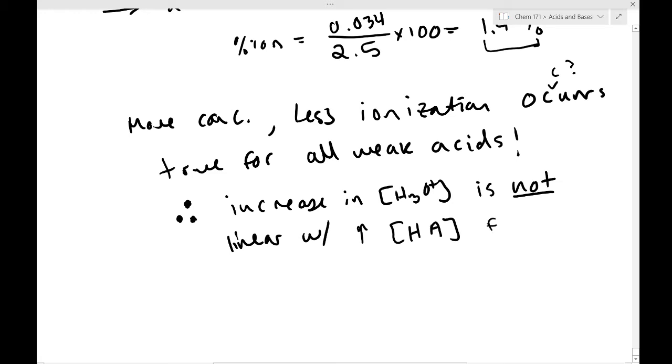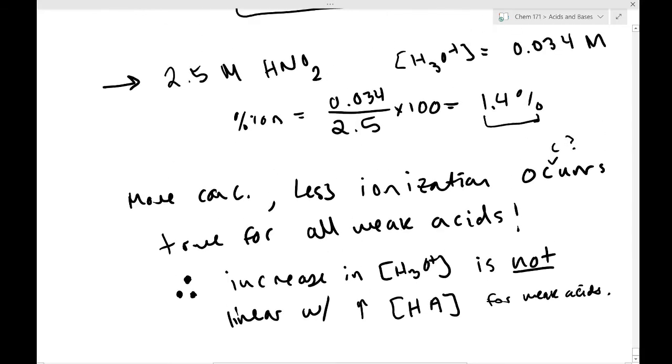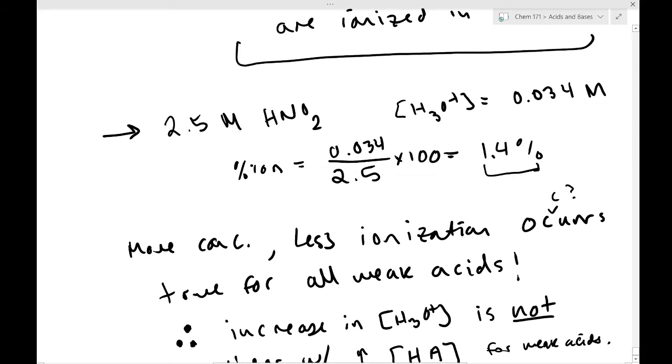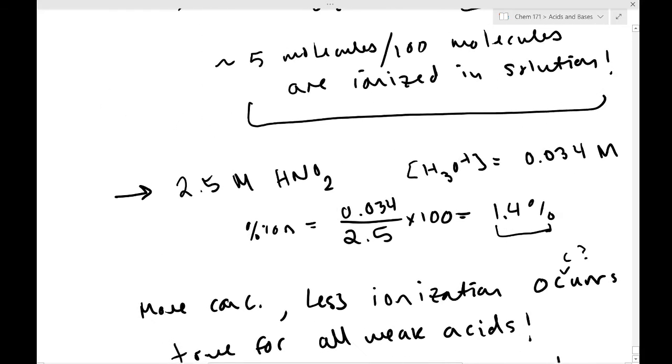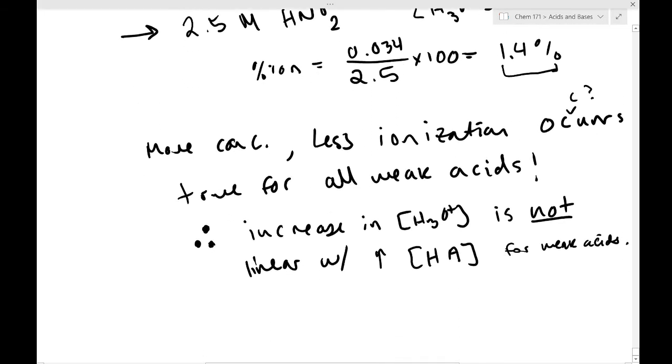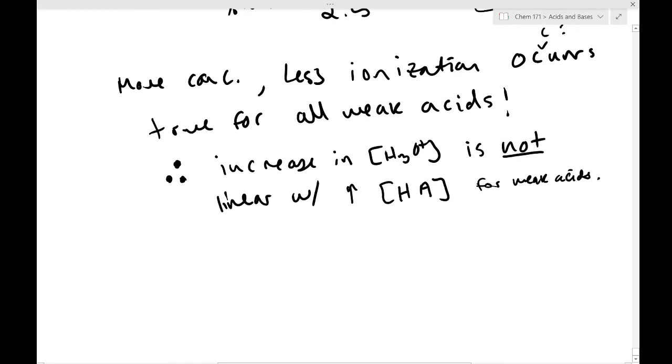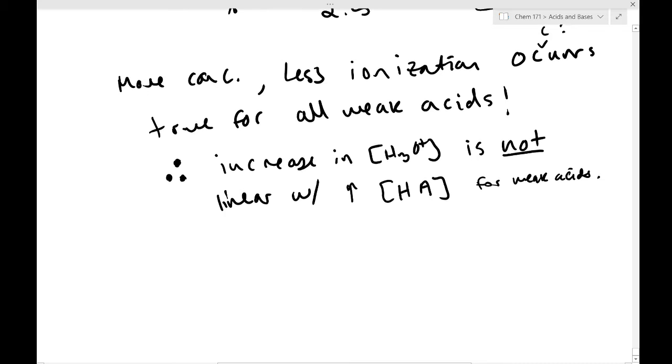I should note, not linear. The more you go up in concentration, the more H3O+ you will have in solution, to be sure. But the less total percent ionization is occurring. So fewer molecules per the total will be ionized, but you sure will end up with more H+ in solution. Okay, so that's percent ionization.